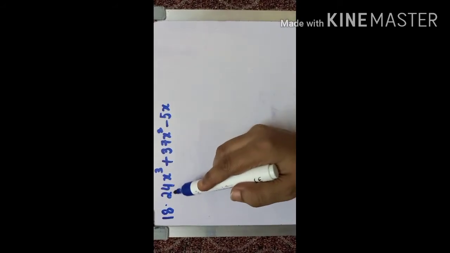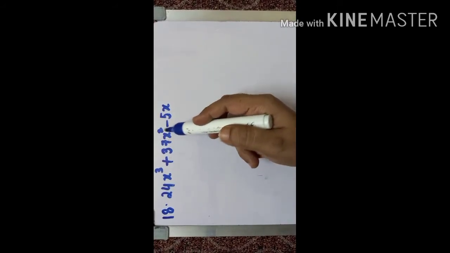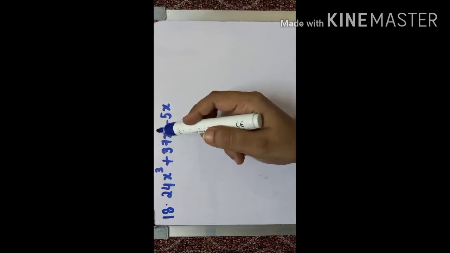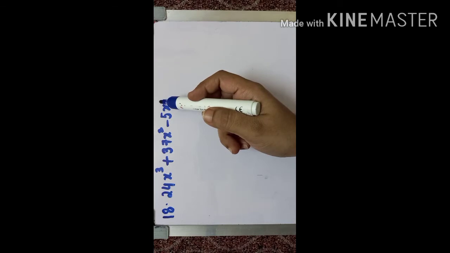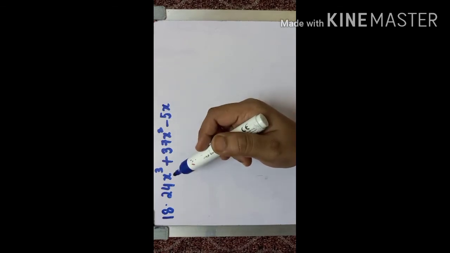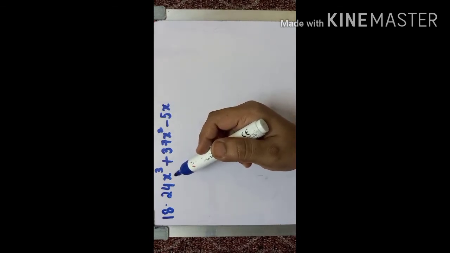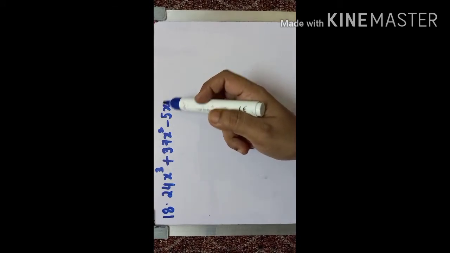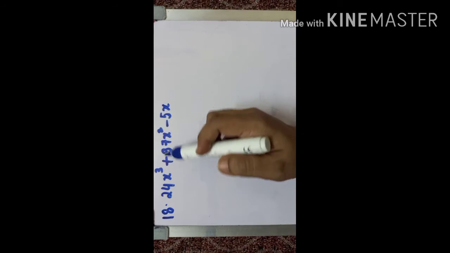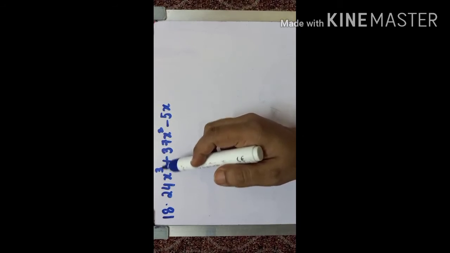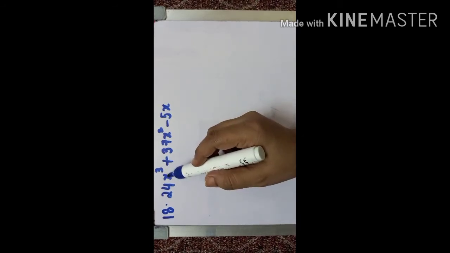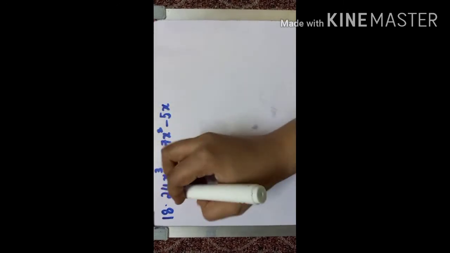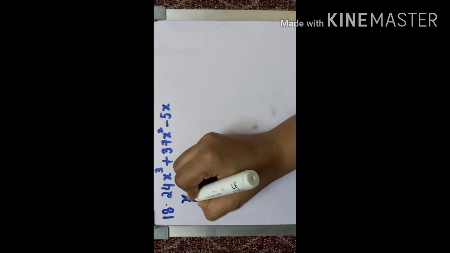So here you have 24x cube plus 37x square minus 5x. Your cube is there, then square, then 1. Actually, how we have solved the problems until now, what was the standard form? x square, x and constant. Here there was no constant. The same we can convert here also by taking x common. If you take x common from all, here x square, here x, and here constant you will get, right? So let us take x common.